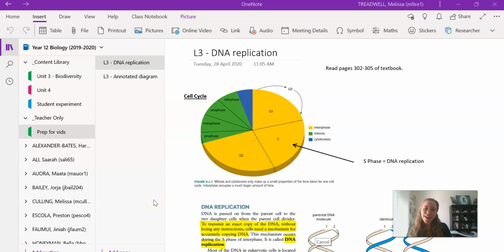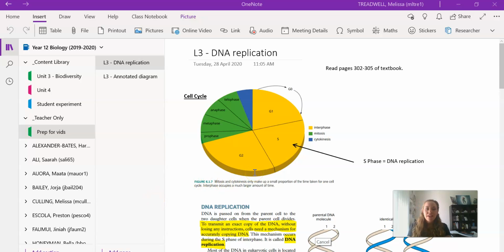What you should have done so far in this lesson is read the textbook, watched the Amoeba Sisters video, and downloaded a document that we're going to annotate today. First off, I just want to briefly talk about the textbook and a couple of things you've learned in the previous lessons regarding DNA structure.